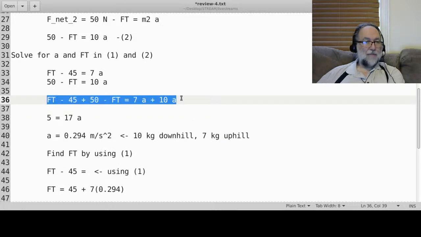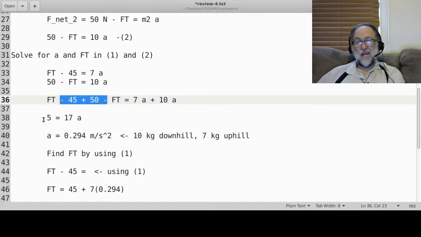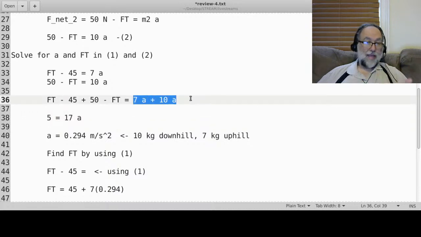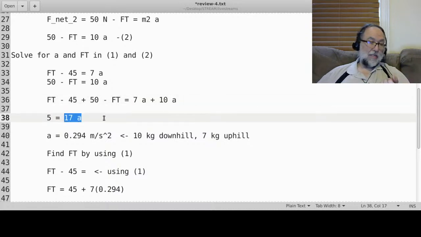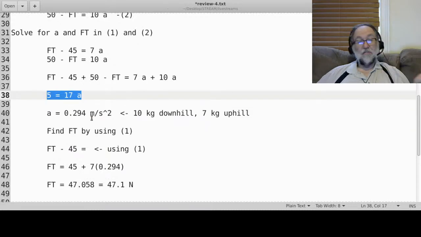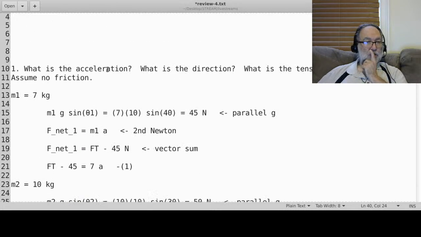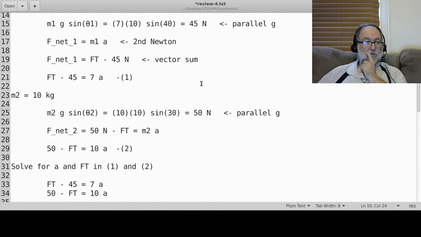So we have that, and the Ft's cancel out. It's negative 45 plus 50, and so that just leaves you with 5 on the left-hand side. And over here we have 7a plus 10a, and so that gives you 17a on the right-hand side. So you have 5 is equal to 17a. 5 divided by 17 is that number there, and so that gives you the acceleration. And I asked also for the direction. So what's the acceleration and what's the direction?